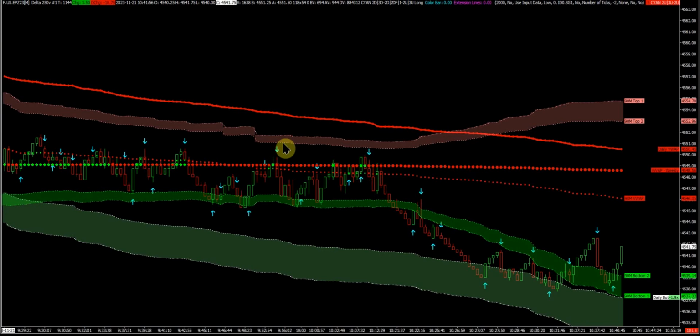Okay, so now we see you're starting to break out. Okay, where is your support? Your primary support's right here. Okay, this is more of a scalping type of support and resistance area.